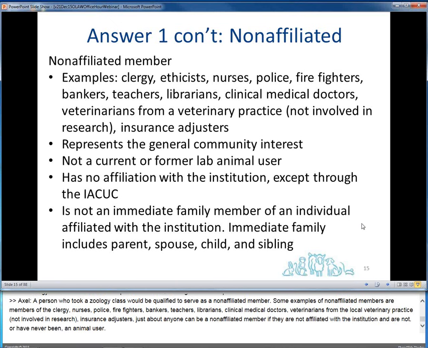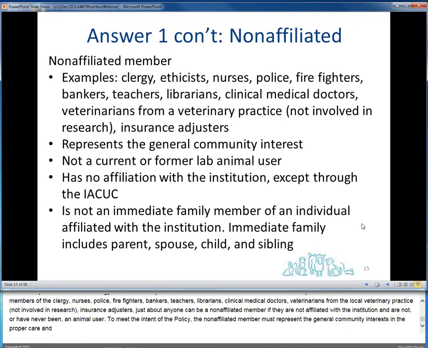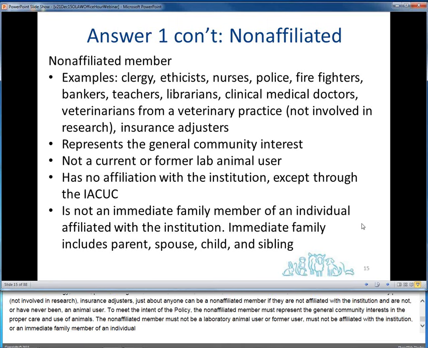To meet the intent of the policy, the non-affiliated member must represent the general community interests in the proper care and use of animals. The non-affiliated member must not be a laboratory animal user or former user, must not be affiliated with the institution, or an immediate family member of an individual affiliated with the institution. Immediate family includes parent, spouse, child, and sibling.